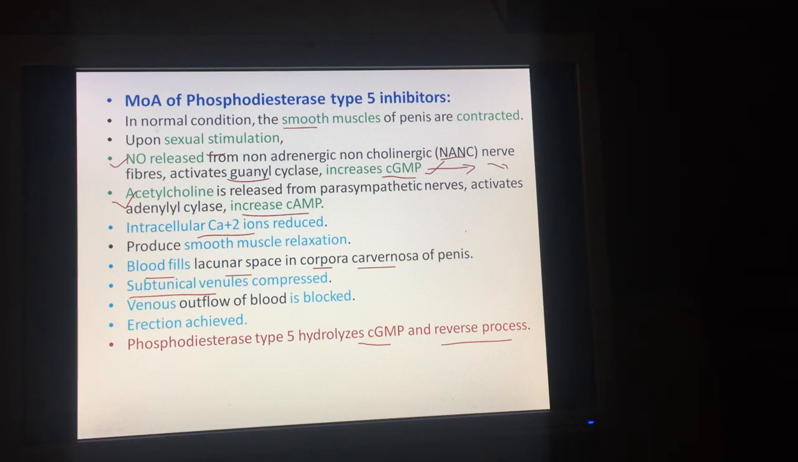Now coming to the drugs in the syllabus, the first drug is sildenafil. If you look at the structure of sildenafil, it consists of a certain ring system. It consists of this 5-member pyrazolone ring system, and this is a pyrimidine ring system. So it is a pyrazolo-pyrimidine structure.